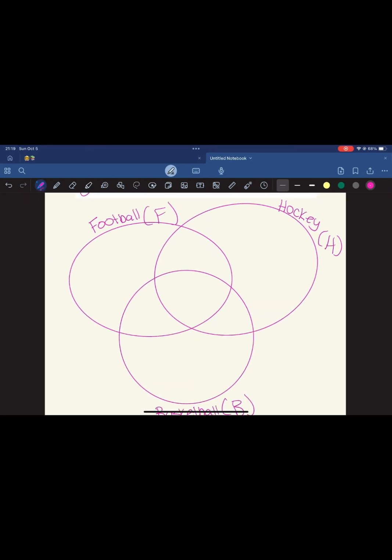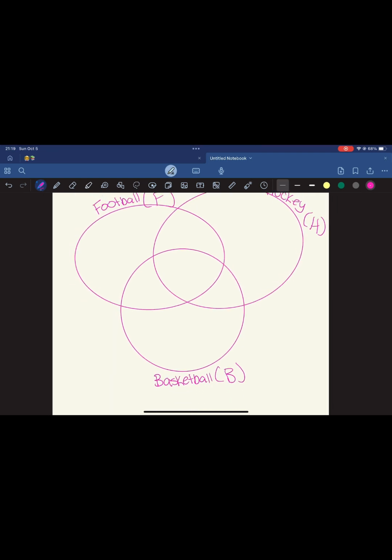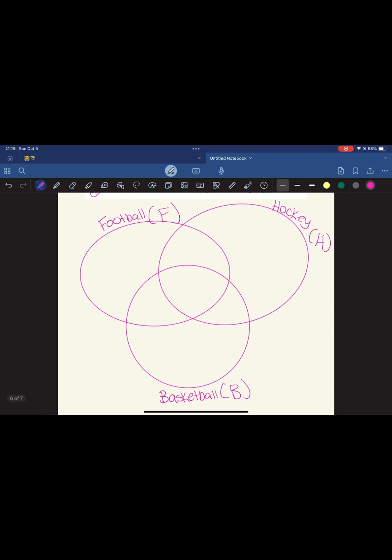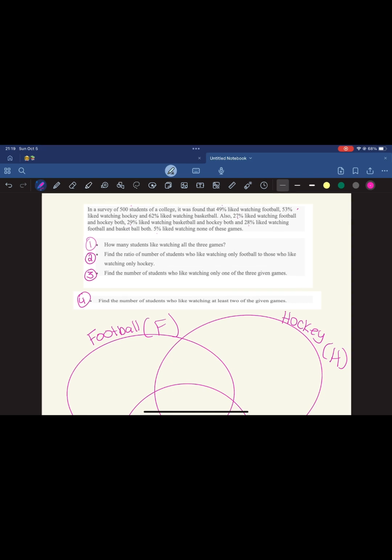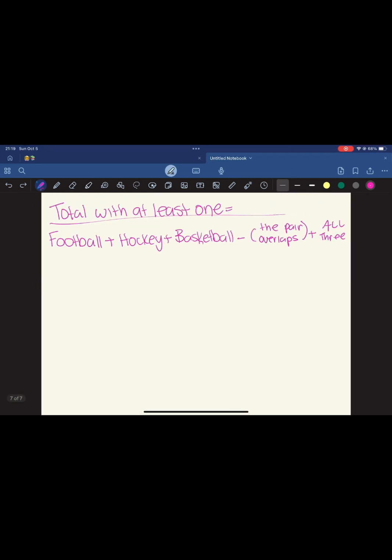So here is our Venn diagram. On our top left, we have football, on our top right, hockey, and at the bottom over there we have basketball. So we're going to be going over our first question. How many students liked watching all 3 games?